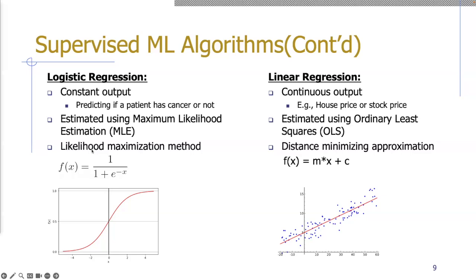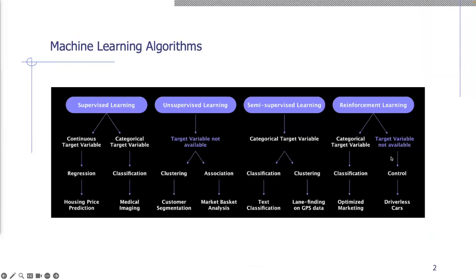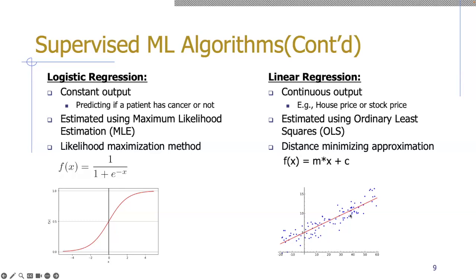Basically, MLE here is a likelihood maximization method. OLS here is a distance-minimizing approximation method. Makes sense because we're finding a line in this category, right? So maximizing the likelihood determines the parameters that are most likely to produce the observed data.